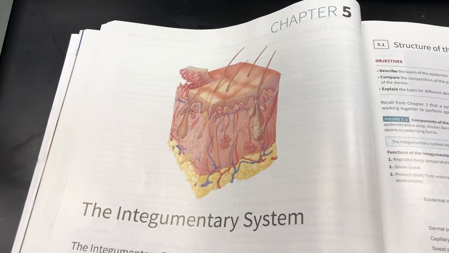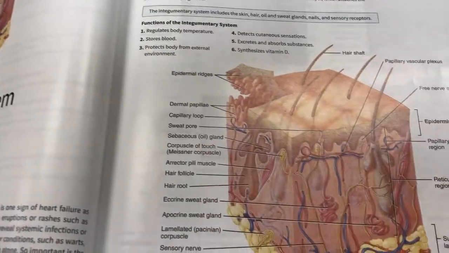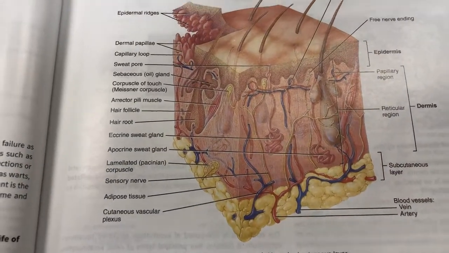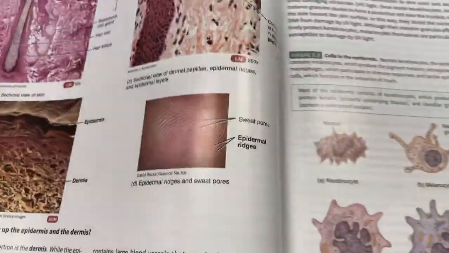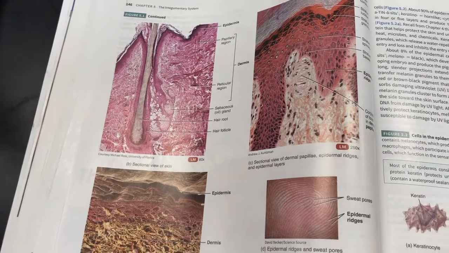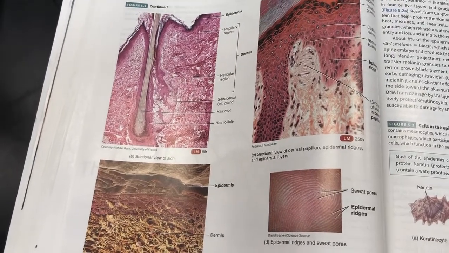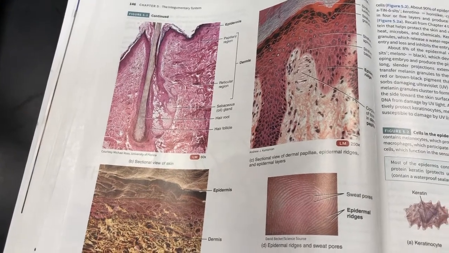We're going to look at the skin, the integumentary system, in chapter 5. This figure shows a lot of the main parts. This shows microscopic views of the skin. For microscopic views of the skin, look up skin histology on Google Images.